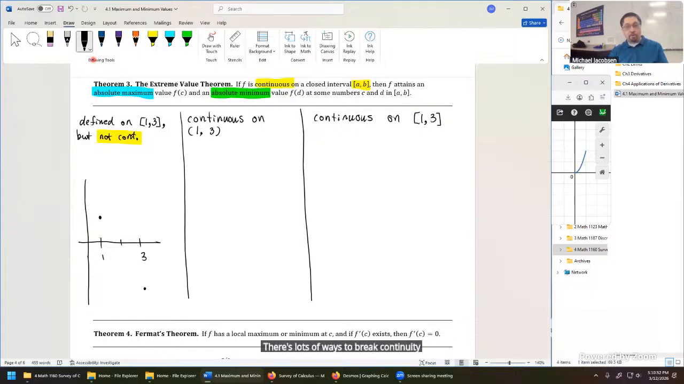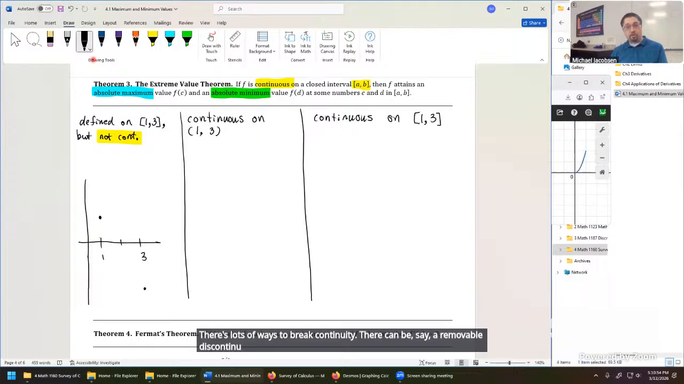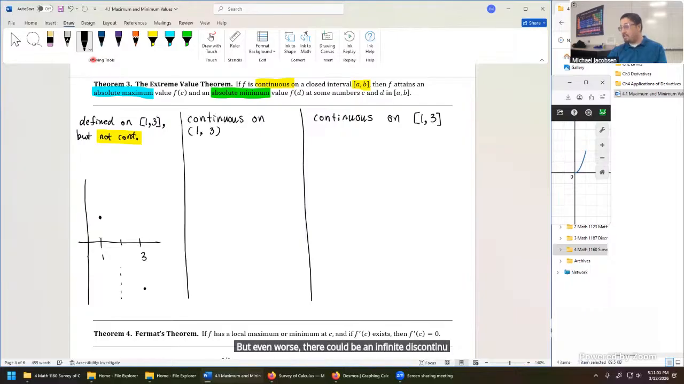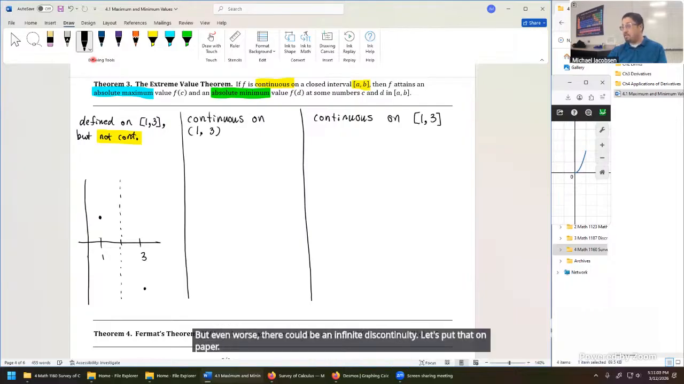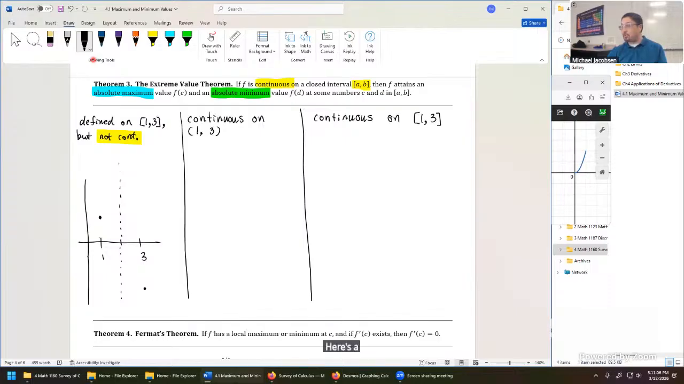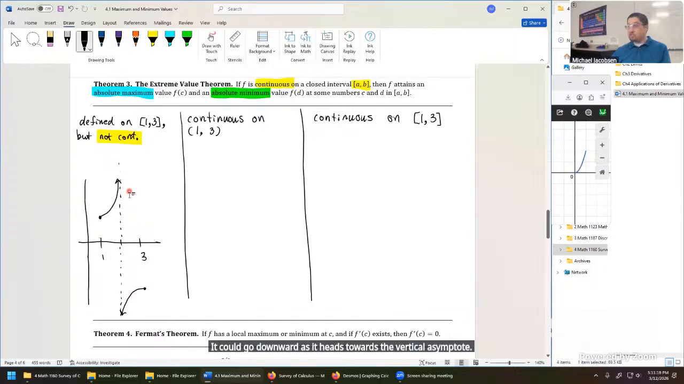There can be, say, a removable discontinuity. There could be, how about, a jump discontinuity? But even worse, there could be an infinite discontinuity. Let's put that on paper. There's a vertical asymptote at x equals 2, and the function could do this. It could go upward on that end, and on this end, it could go downward as it heads towards the vertical asymptote.